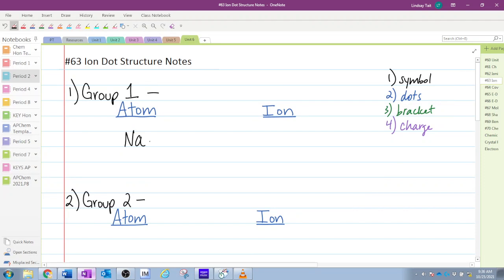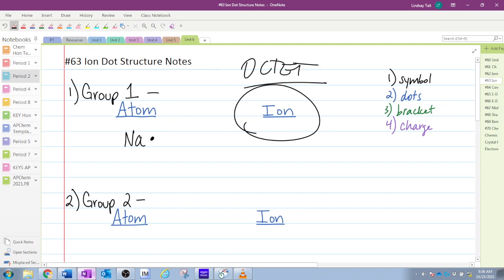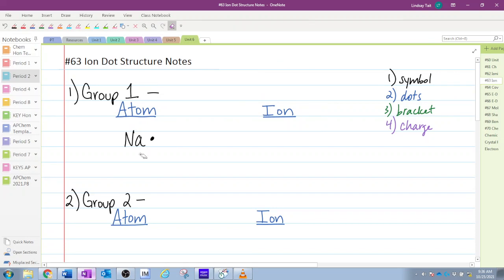Let's start first with an atom of sodium. Sodium is in group 1, so how many dots would I write for a sodium atom? 1 dot, because it's in group 1, 1 valence electron. So now, when we form ions, guys, the name of the game, it's all about octets, right? We know that's a stable arrangement of electrons. So we need to take this sodium that doesn't have a full outer shell, and we want to make it have a full outer shell.